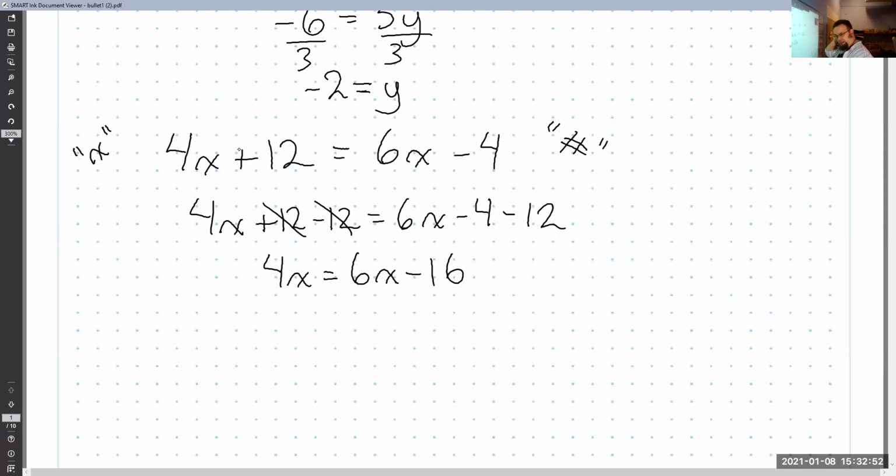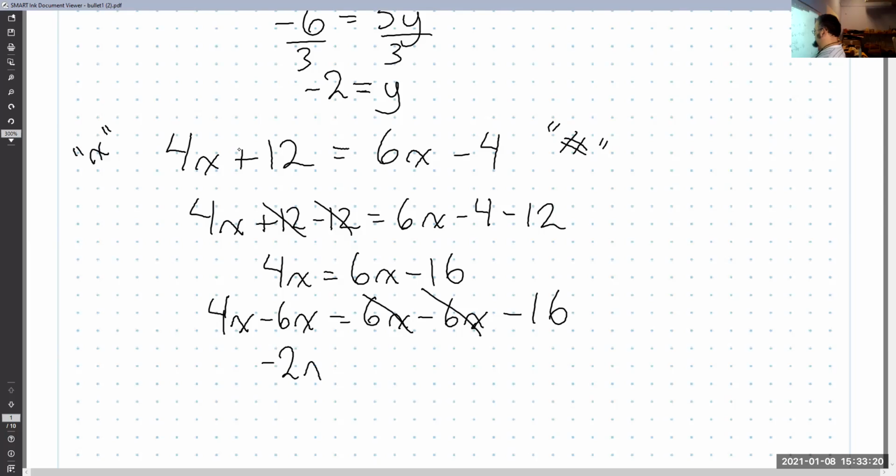Now, I want to get rid of the 6x, because I want it to be over here with the 4x. So what do I do? I'm going to subtract the 6x. So I get 4x minus 6x is equal to 6x minus 6x minus 16. The 6x and the minus 6x cancel out. 4x minus 6x gives us negative 2x is equal to negative 16.